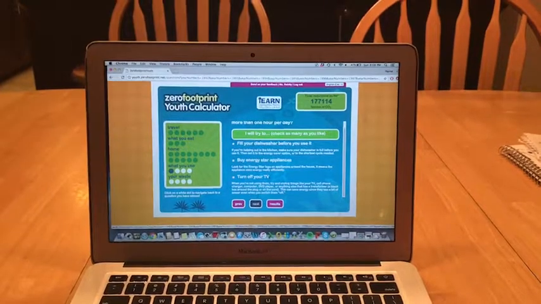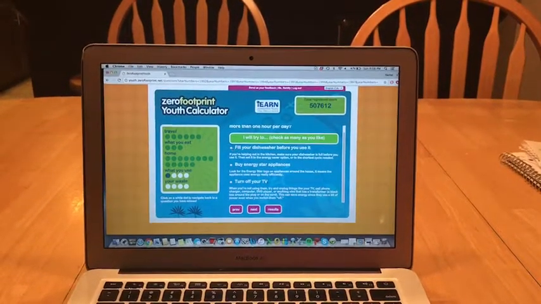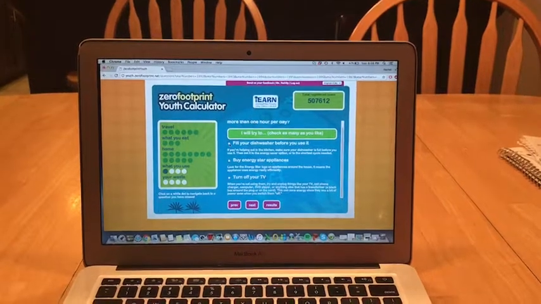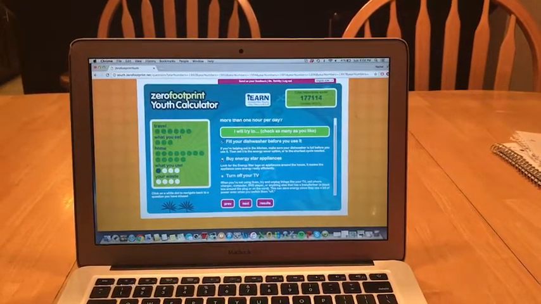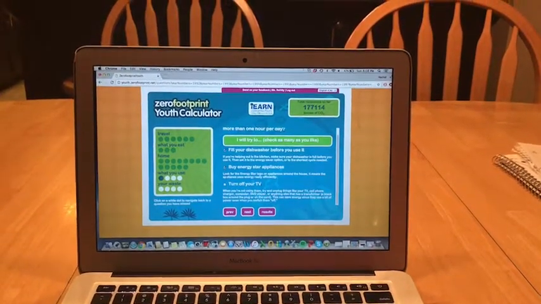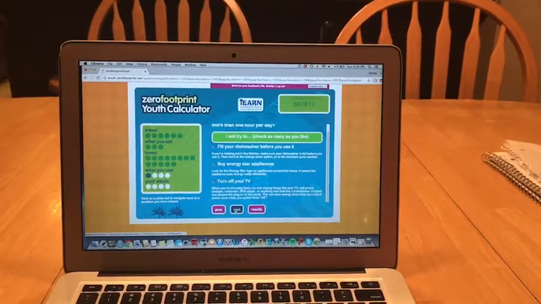So look at this. Okay, fill your dishwasher before you use it, making sure it's completely filled before you use a bunch of water and energy to clean your dishes. Buy Energy Star appliances, energy efficient appliances, and turn off your TV when you leave the room. Don't leave it playing if you're not watching.